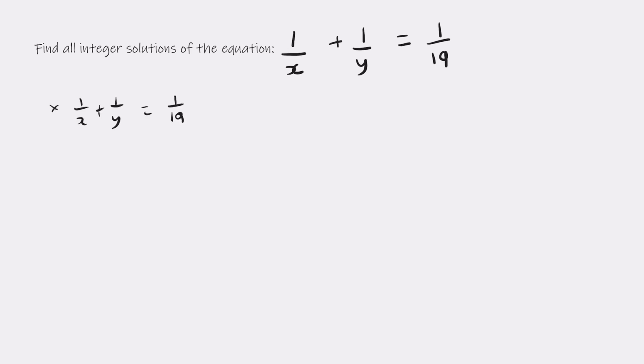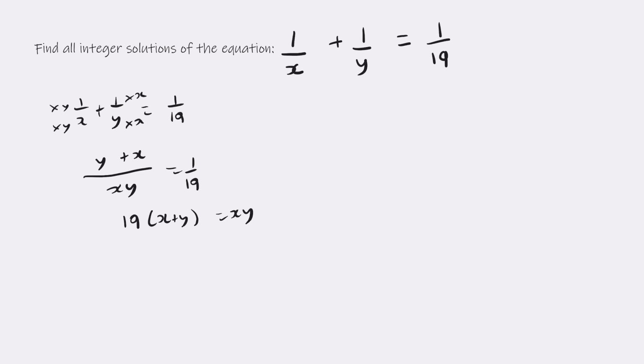Multiply the top and bottom of the 1 over x by y. And for 1 over y, multiply everything by x, top and bottom. So that would be y plus x over xy equals 1 over 19. So now you cross multiply to get 19 times (x plus y), which is the same as y plus x, equals xy.